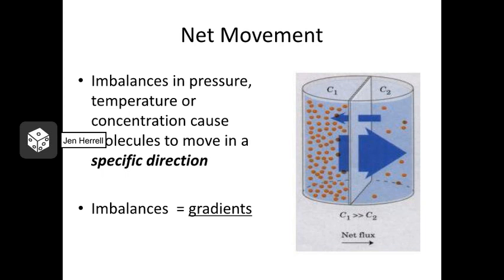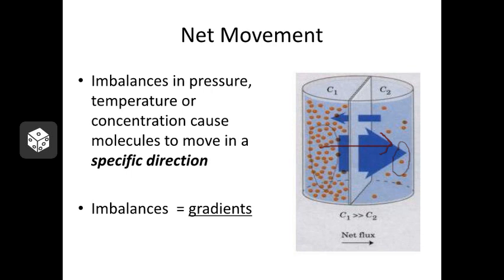Now, the term net movement is a little bit different than just the term movement by itself. It's different than plain old Brownian motion. Net movement implies that there's some sort of an imbalance in the system, and because of this imbalance, molecules are moving in a specific direction for a specific reason. What kind of an imbalance am I talking about here? Well, here, for instance, we have an imbalance in concentration. We have a high concentration of these molecules on one side of this barrier and a low concentration on the other side. So that makes the molecules want to move from high to low. There's some difference that's making it move in a direction.